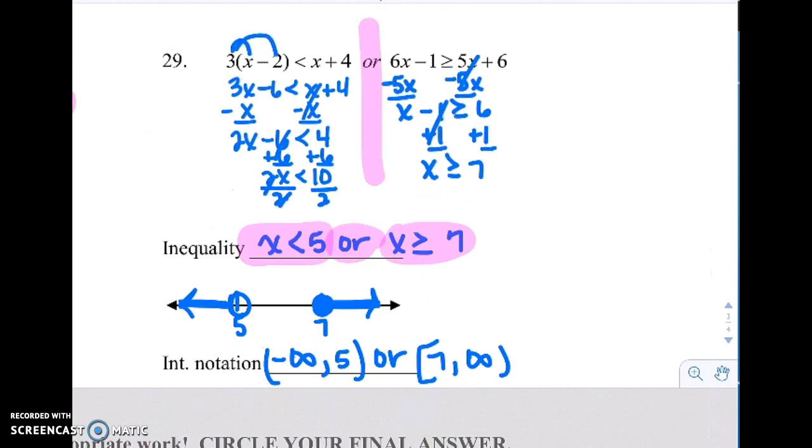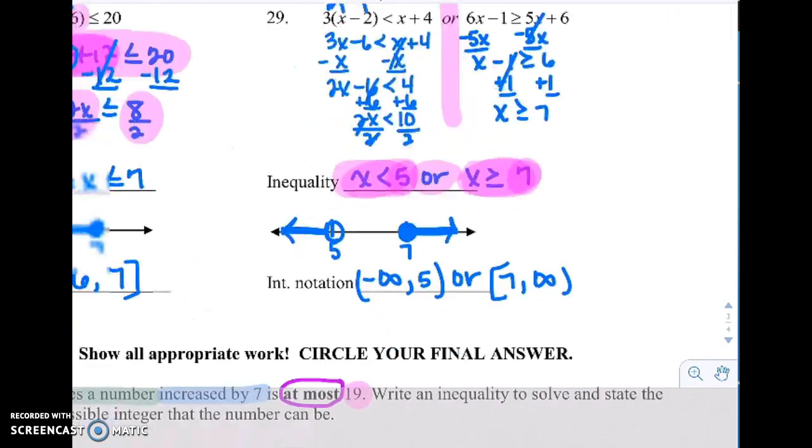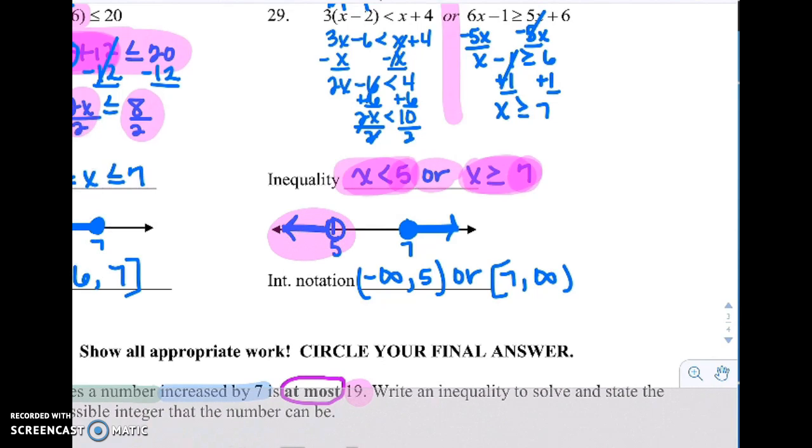This worked out nice because the lower number was first and the greater number was second, but we want to make sure we put it in the order with the lesser number inequality first and the greater number inequality second. X is less than 5 is graphed like this. X is greater than or equal to 7 is graphed like this. And in interval notation, x is less than 5 or 7 to infinity, x is greater than or equal to 7.